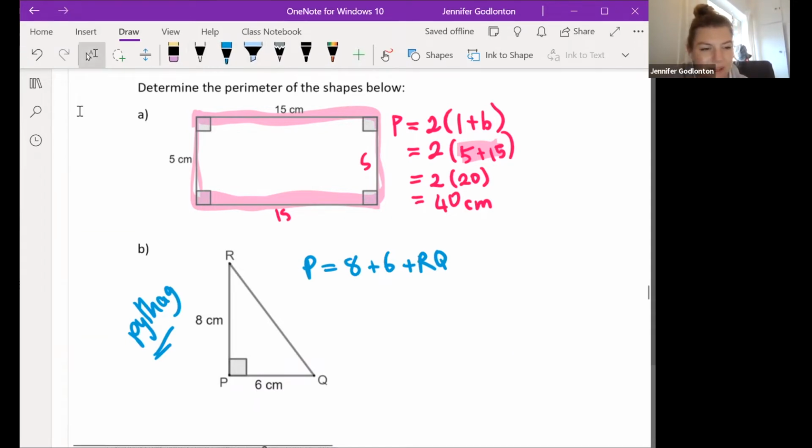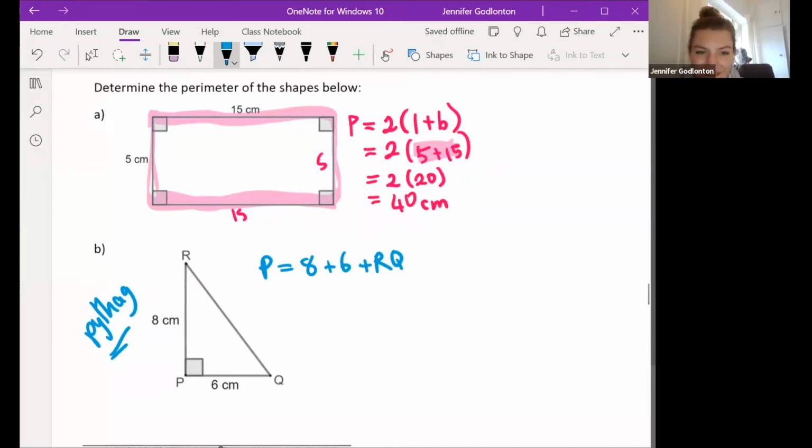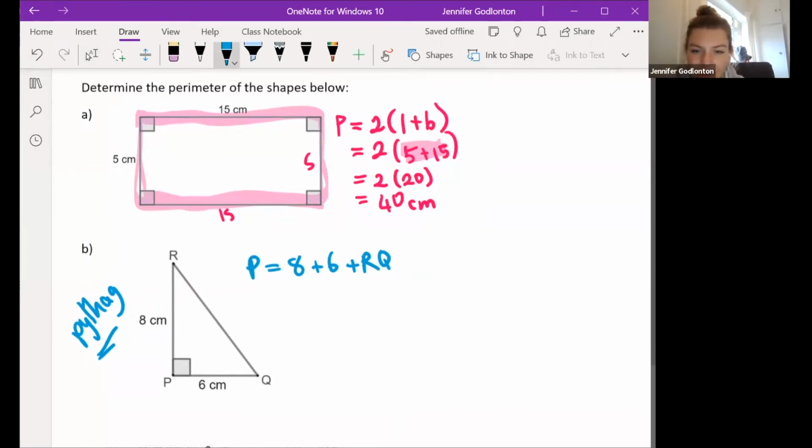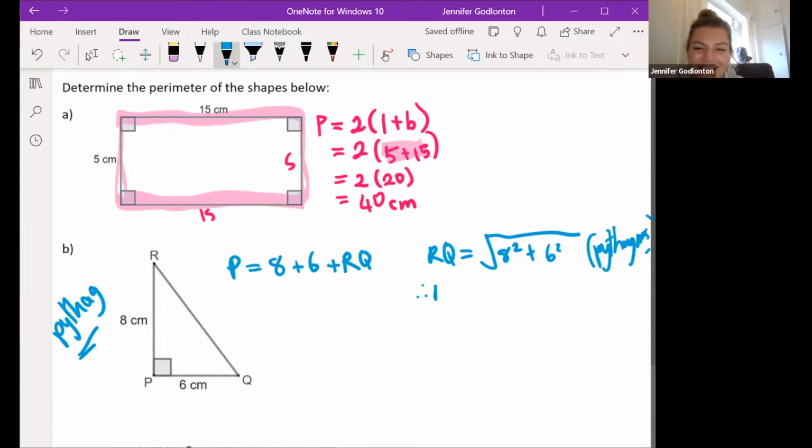Hey, progress, progress. And Nam, are you going to talk me through this one? Yes, ma'am. Okay. I said RQ equals, and then I did the square root of 8 squared plus 6 squared. Good. Look at that. Beautiful. And you wrote your reason, correct? Yes, ma'am. Okay. Then I said RQ equals 10 centimeters.